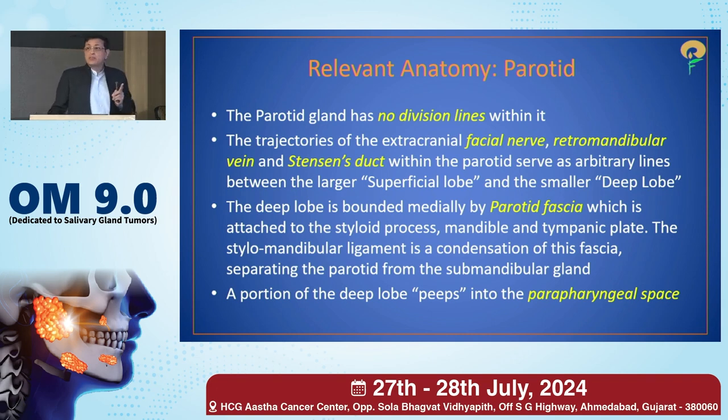Now, yesterday, everybody spoke about the investing layer of the deep fascia, which comes over the mandible and forms the parotidomasseteric fascia laterally. But over here, we need to understand that it is the medial boundary which also is important. It envelopes the parotid, and the medial boundary of the parotid fascia attaches to the styloid process, the mandible, and the tympanic plate. And as Dr. KK said in his lecture, the stylomandibular ligament is a condensation of this fascia separating the parotid from the submandibular gland. So we may either divide it and pull the submandibular gland up if you want to reach the parapharyngeal space cervically, or we may remove the submandibular gland. And finally, a portion of the deep lobe peeps into the parapharyngeal space.